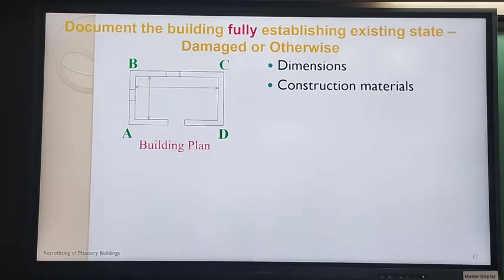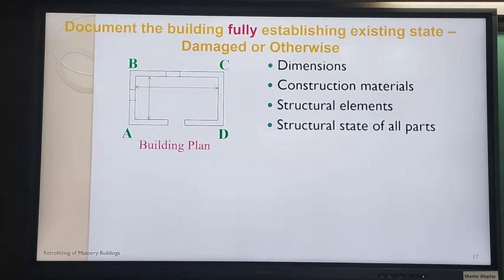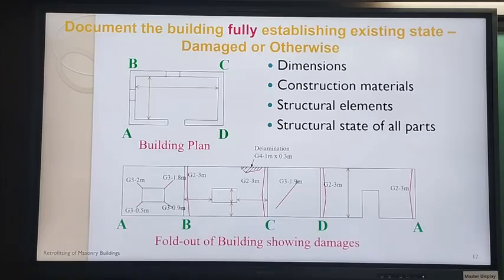Now, okay, we have this building. Basically we have to get a complete idea of the state of the building that we're going to retrofit. So we need all the dimensions, we need the construction materials, structural elements, structural state of all parts. What stage is it in? Is it damaged, not damaged? Especially with reinforced concrete, you find a lot of times bars corroded, concrete spoiled, irrespective of the disaster or no disaster. So we have that fold down that we had seen earlier in the last class, right? Showing all that damage. That's exactly the same thing we have here.